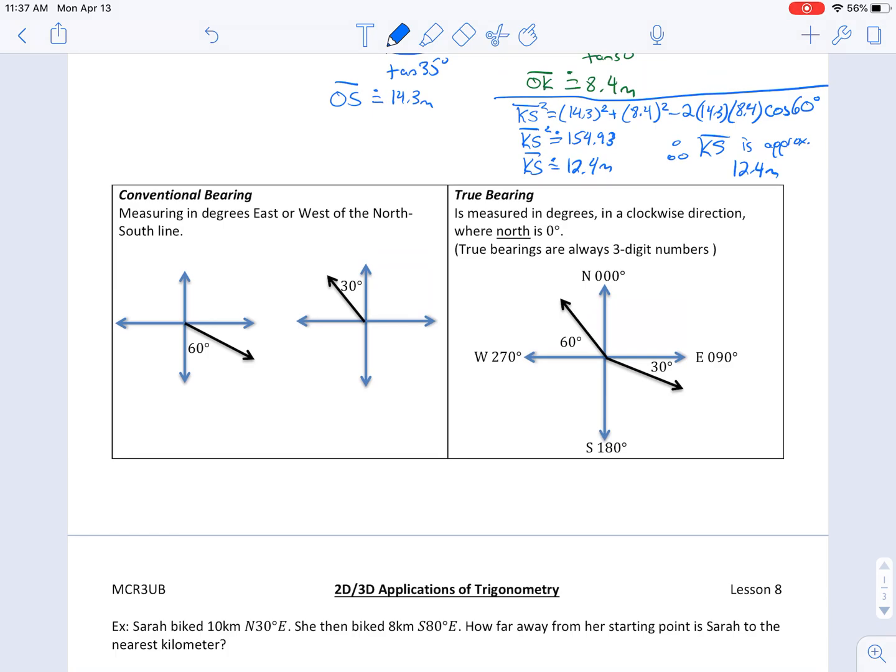Okay, so the next couple questions, we're going to look at something we talked about briefly last unit, and that's looking at conventional and true bearing. So just to repeat how this works, conventional bearing is more like the orienteering type thing that you use in order to figure where things are. In this, we always use north or south as the primary angle, and then we rotate east or west.